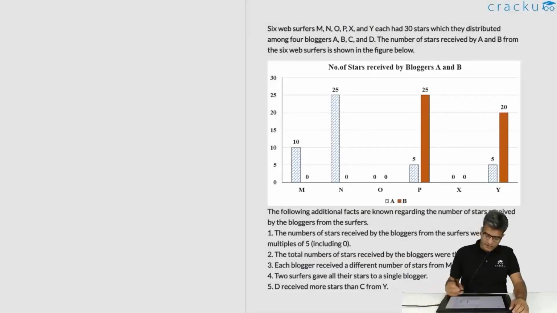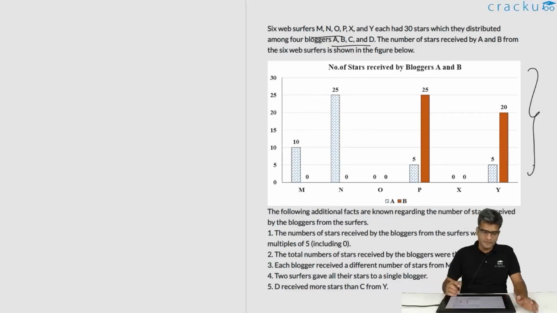In this question, we are told that there are 6 web surfers M, N, O, P, X and Y. Each of them has 30 stars, which they have to distribute among 4 bloggers A, B, C, D. Now, some of the stars that are given by these 6 web surfers to the 2 bloggers A and B is given over here. What is not given is how the distribution of the 30 stars from each of these 6 web surfers was given to C and D.